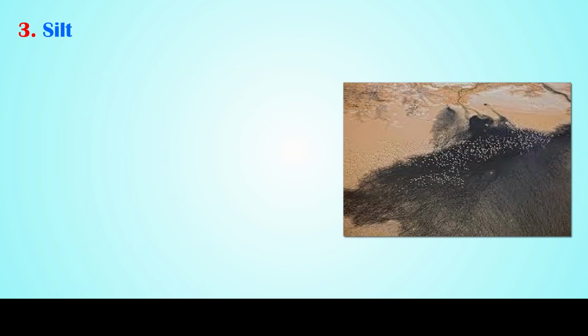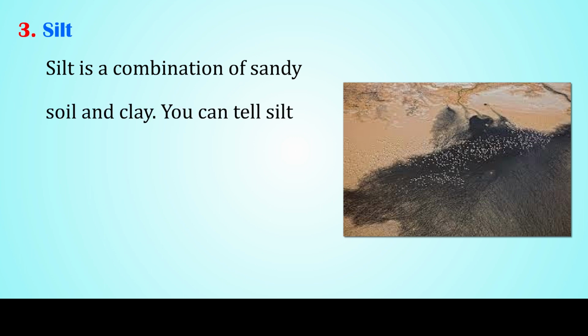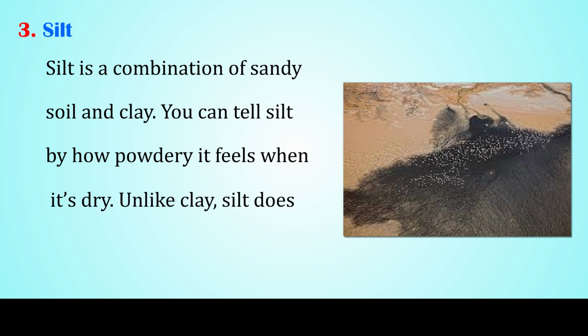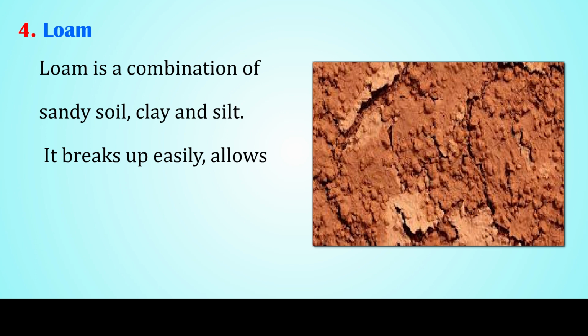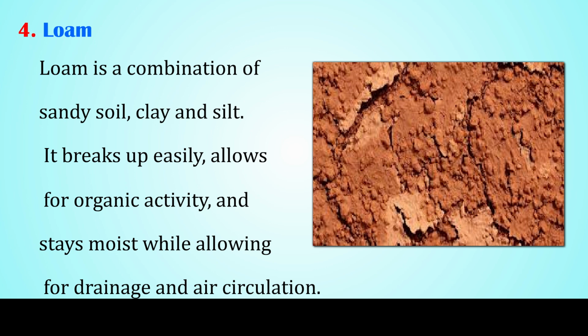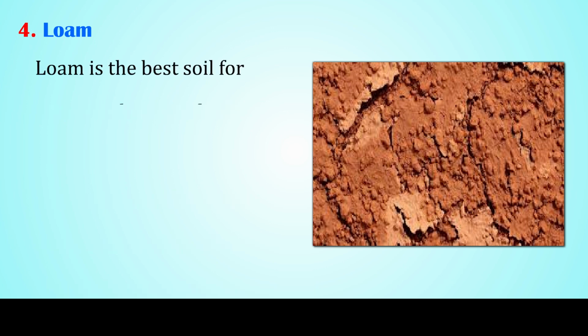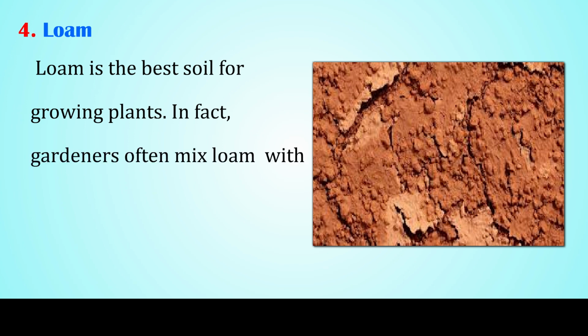3. Silt. Silt is a combination of sandy soil and clay. You can tell silt by how powdery it feels when it's dry. Unlike clay, silt does not become sticky when it's wet. 4. Loam. Loam is a combination of sandy soil, clay and silt. It breaks up easily, allows for organic activity and stays moist while allowing for drainage and air circulation. Loam is the best soil for growing plants. In fact, gardeners often mix loam with other soils like sand and clay.